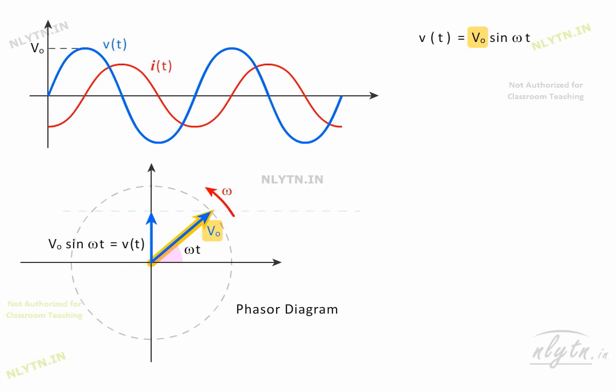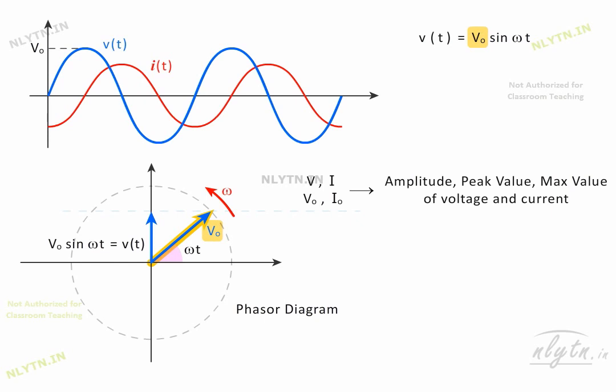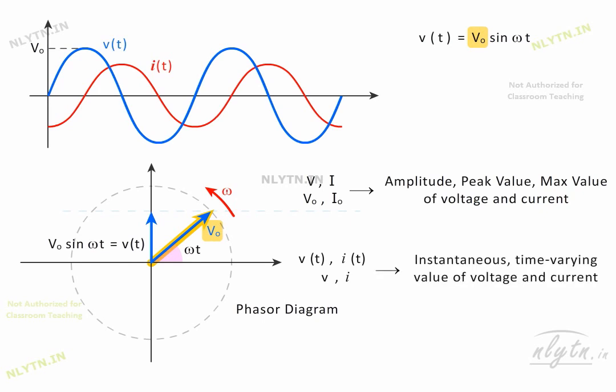For this course, we will use the convention of using capital letters to represent the amplitude or the peak values or the maximum value of the sinusoidally varying quantities. And we will use small letters to represent their instantaneous or time varying values. Projection of this vector on the vertical axis gives the instantaneous value of voltage. That is, it gives the equation of time varying voltage.